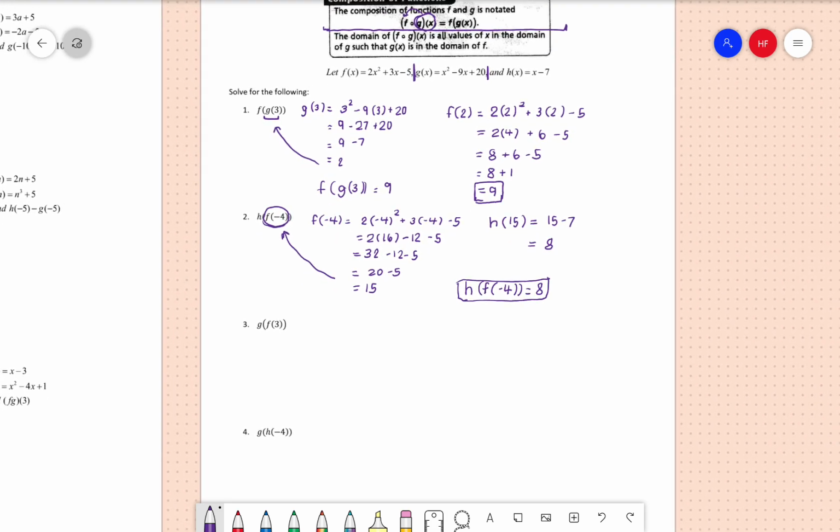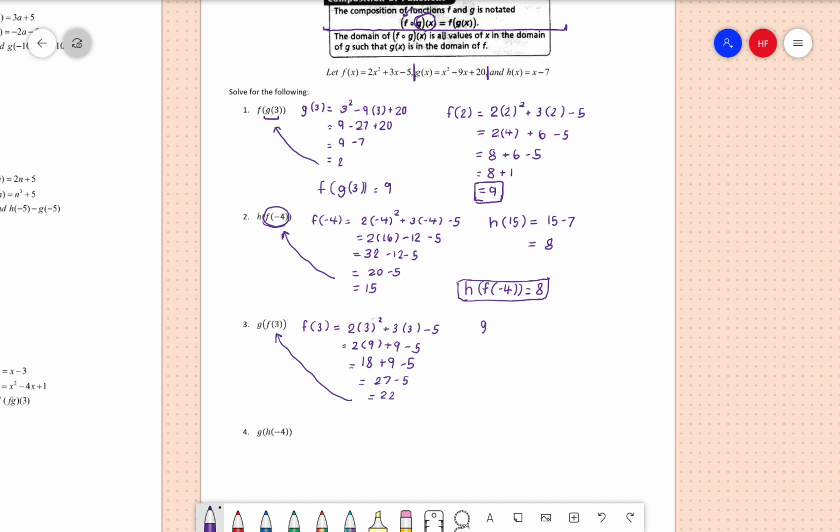Now let's try number 3. We got g of f of 3. So we're going to do f of 3 first. 2 times 3 squared plus 3 times 3 minus 5. 3 squared is 9, so 2 times 9 plus 9 minus 5. 2 times 9 is 18. 18 plus 9 minus 5. 27 minus 5, which is 22. Oops. So this is f of 3.